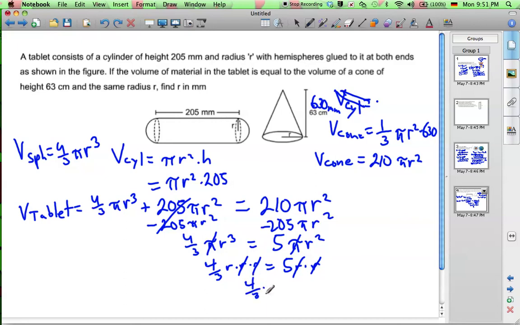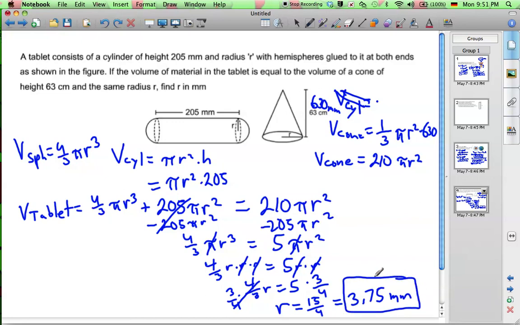And we get 4/3 r equals 5. To get rid of that 4/3, we can multiply by the reciprocal, which is 3/4. So that cancels, gives you 1. So you get r equals 15 out of 4, which equals 3.75 millimeters exactly. And that's your final answer.